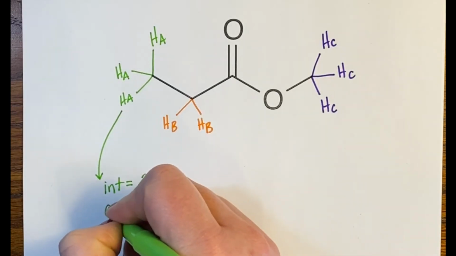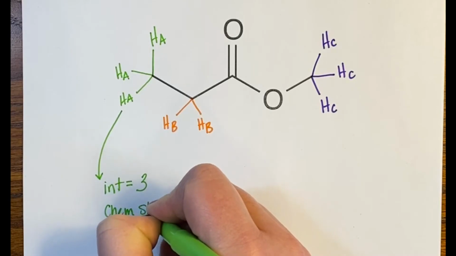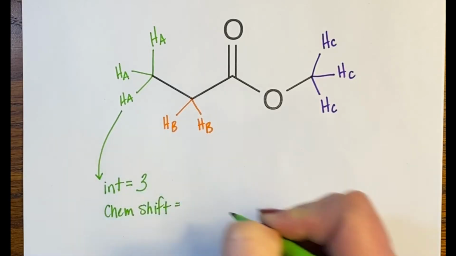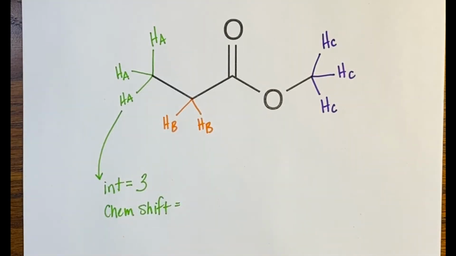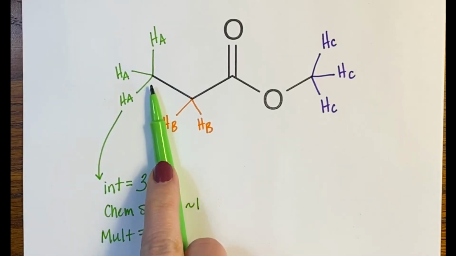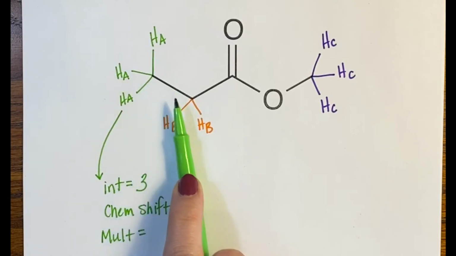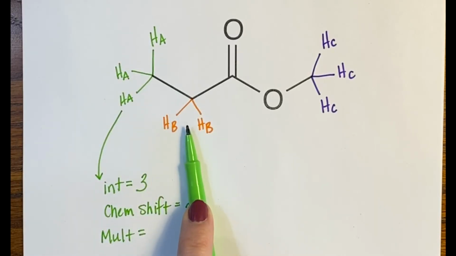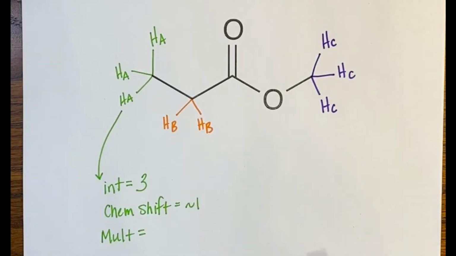I am expecting a chemical shift for these protons. That's going to be in the alkyl region, so a chemical shift of about 1. And I'm expecting a multiplicity based on the fact that my protons HA see 2 protons on the adjacent carbon. So that's going to give me 2 plus 1, which is 3. So I'm expecting a triplet for their signal.